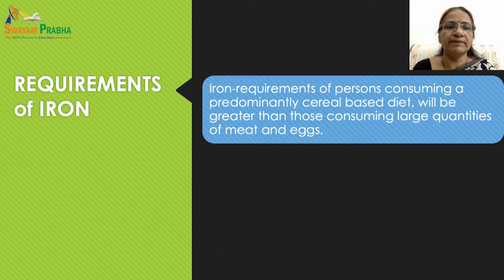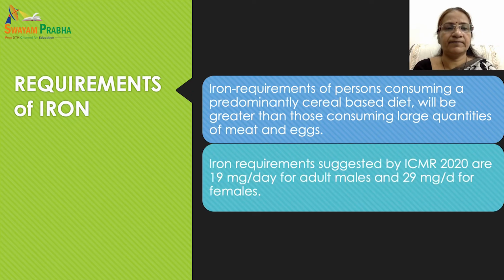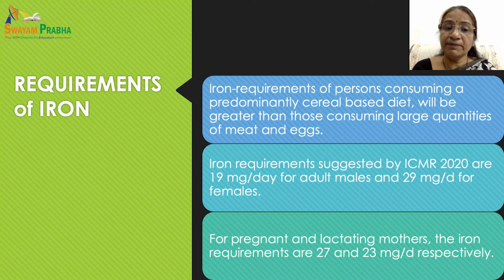Now, requirements of iron. Iron requirements of persons consuming a predominantly cereal based diet will be greater than those consuming large quantities of meat and eggs. Iron requirements suggested by Indian Council of Medical Research 2020 are 19 milligrams per day for adult males and 29 milligrams per day for females. For pregnant and lactating mothers, the iron requirements are 27 and 23 milligrams per day respectively.